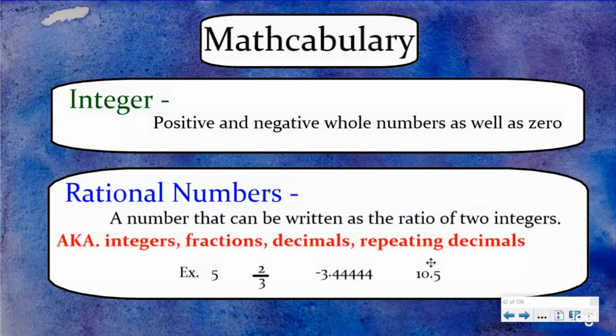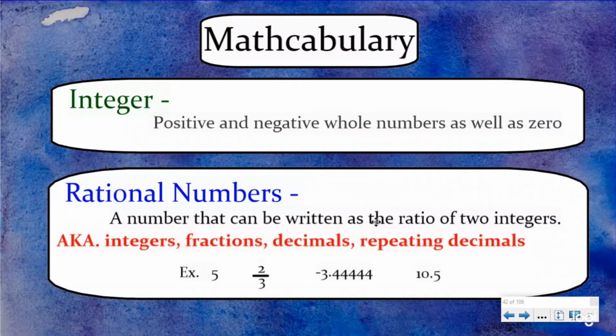So the real mathematical definition: a number that can be written as the ratio of two integers. But really what you're looking for are any integers, so any whole numbers, any fractions, any repeating decimals, or any decimals that just are truncated at a certain place value.